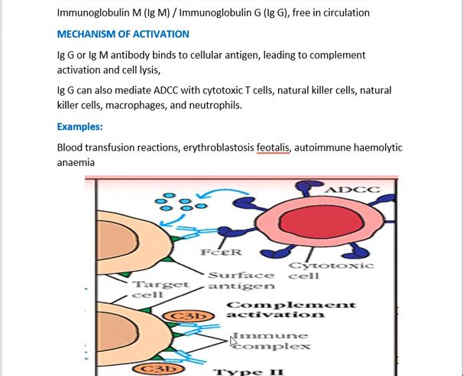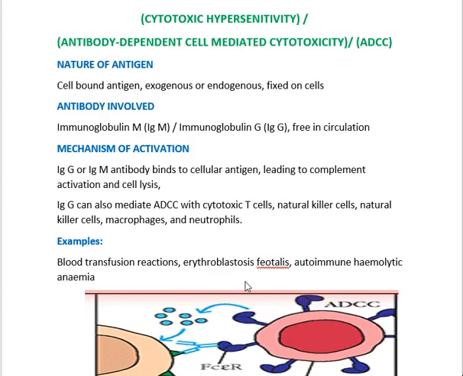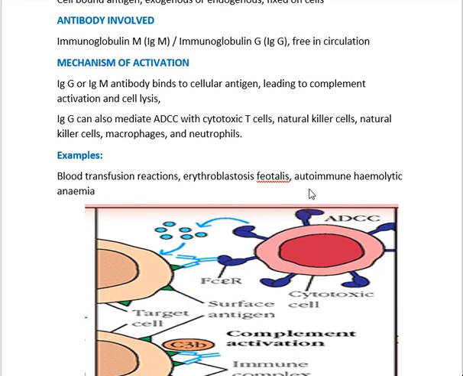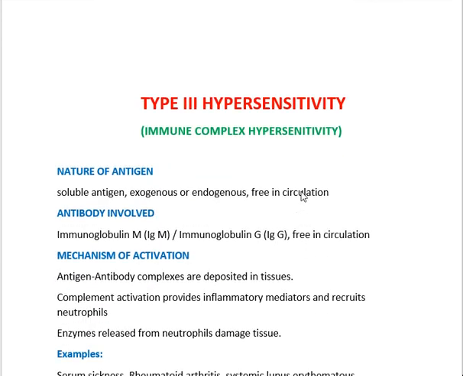So this type of hypersensitivity is going to be called cytotoxic, that is antibody-mediated cytotoxic hypersensitivity, or simply cytotoxic hypersensitivity. The examples included here are blood transfusion reactions, erythroblastosis fetalis, and autoimmune hemolytic anemia. So this is all the mechanism that we have gone through in this second type of hypersensitivity. Then moving to the third type of hypersensitivity, which is also called immune complex hypersensitivity.